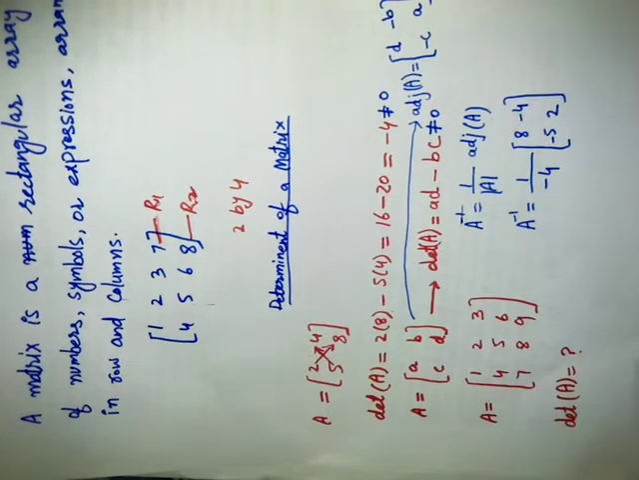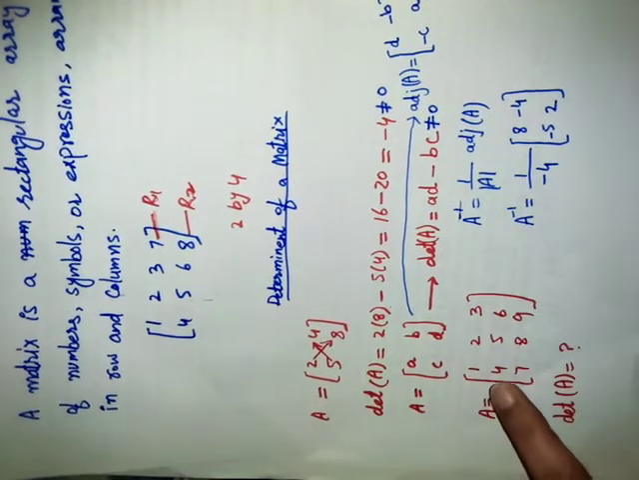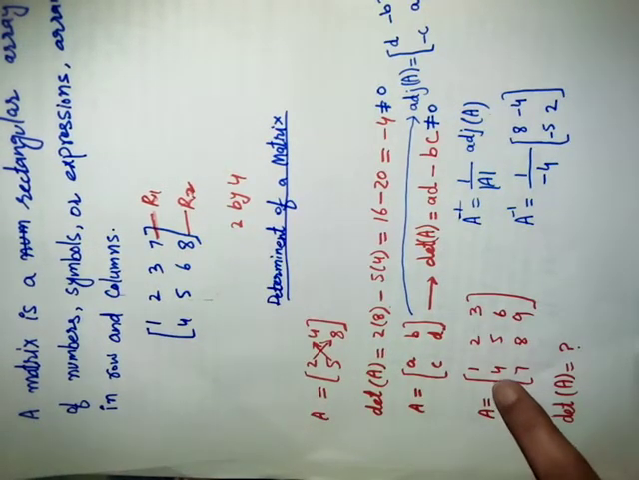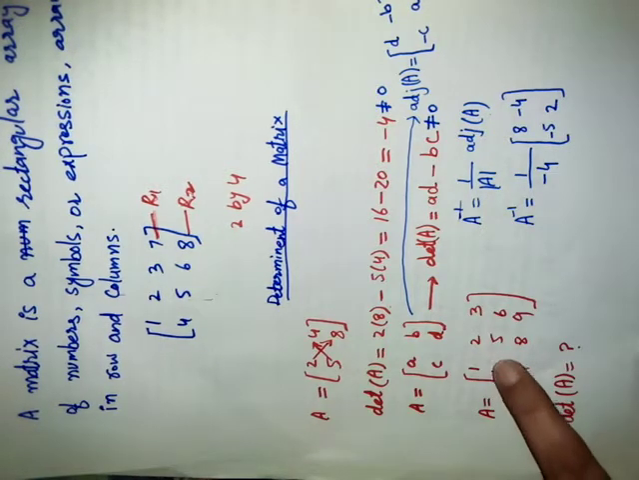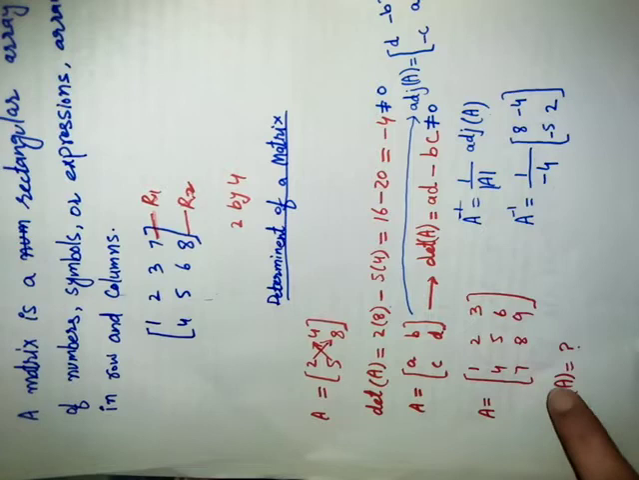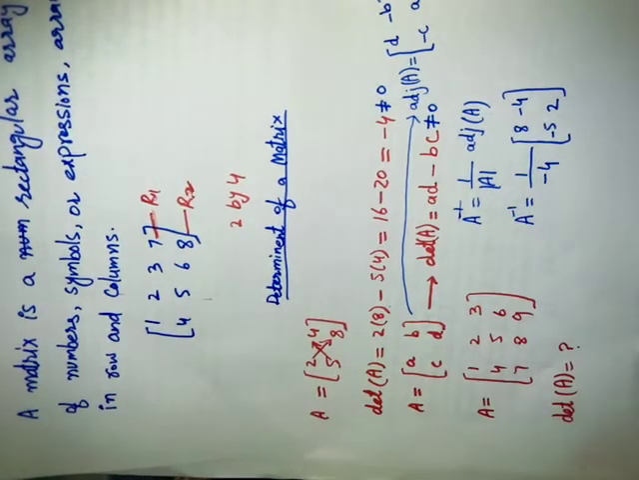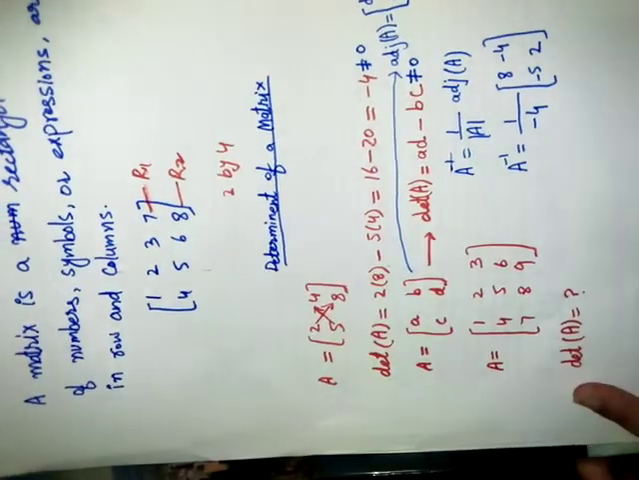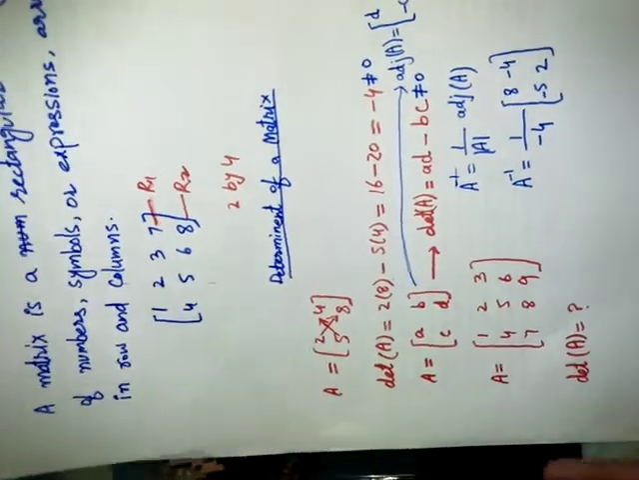Now let's come to the 3 cross 3 matrix. How to evaluate its determinant and its inverse? Suppose we have the matrix 1 2 3 4 5 6 7 8 9. We want to evaluate its determinant and we want to evaluate its inverse. First we evaluate its determinant.